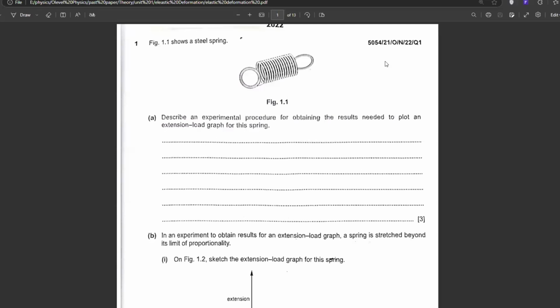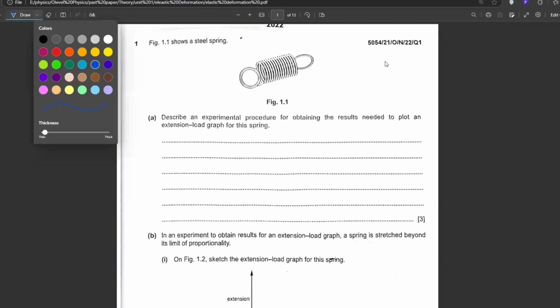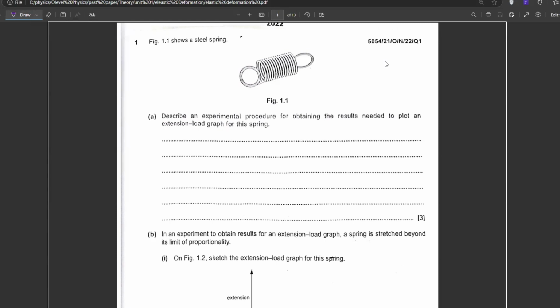Okay, students, so let's start with the topic of elastic deformation. These are theory past papers of elastic deformation. This is applicable for O levels and IGCSE both. So let's start with this question. Figure 1.1 shows a steel spring. Okay, this is a steel spring.